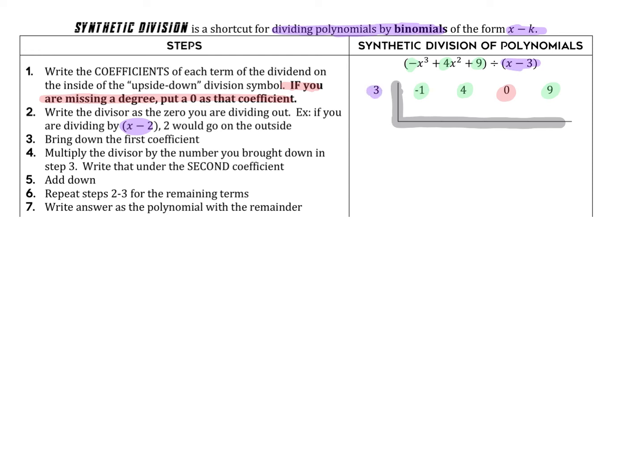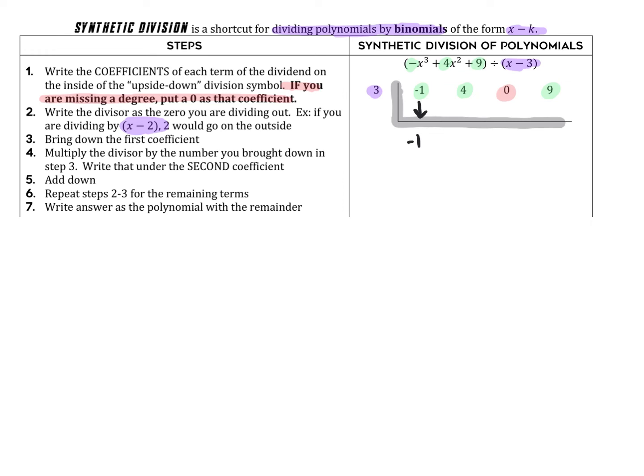So I'm going to put the opposite on the outside. So a 3 would go on the outside. If we were doing x minus 2, a 2 would go on the outside. The next thing we're going to do is bring the first coefficient down. And I really do encourage you to write the arrows that I'm going to write here.